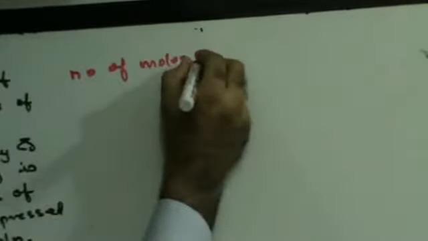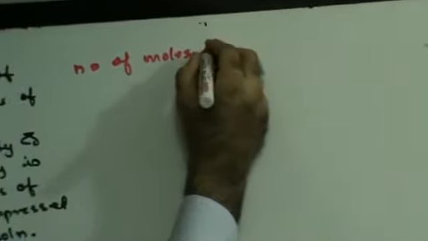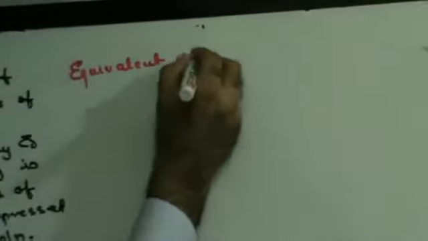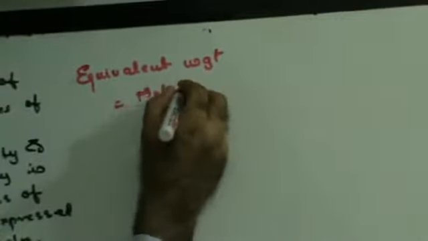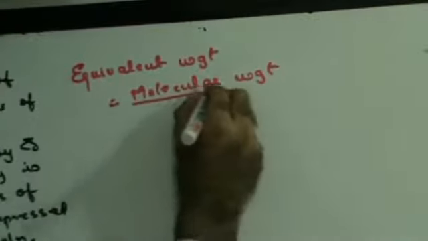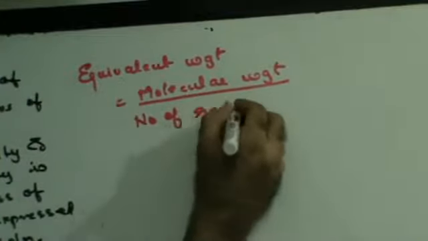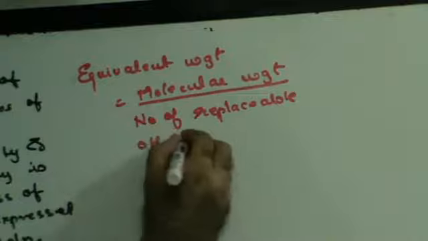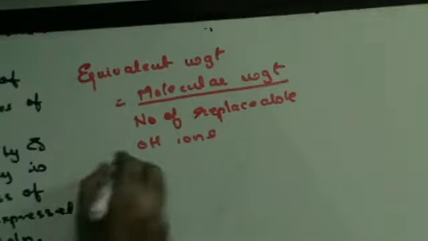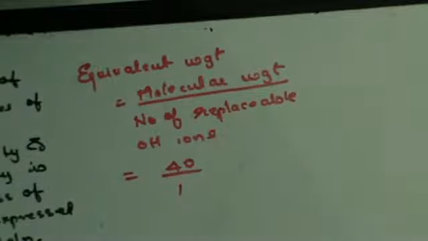Here I need the gram equivalent weight. Let's find out the equivalent weight first. Equivalent weight is nothing but molecular weight divided by the number of replaceable hydroxyl ions, since this is NaOH. So in this case it is molecular weight 40 divided by 1, and that will be my equivalent weight.